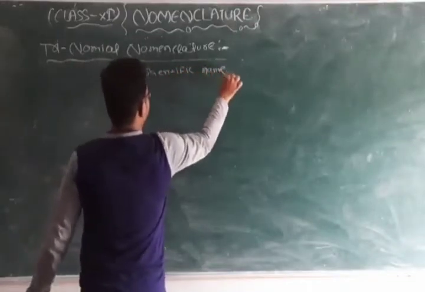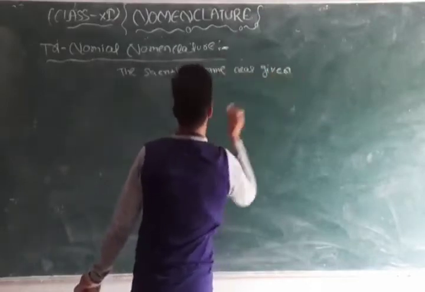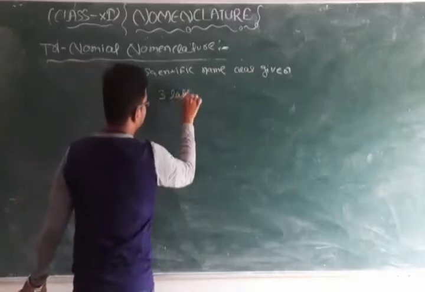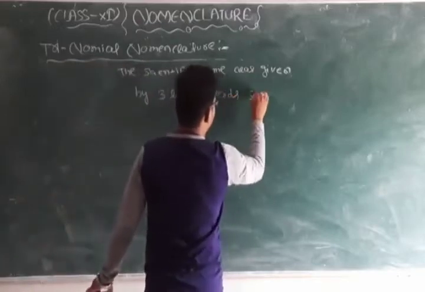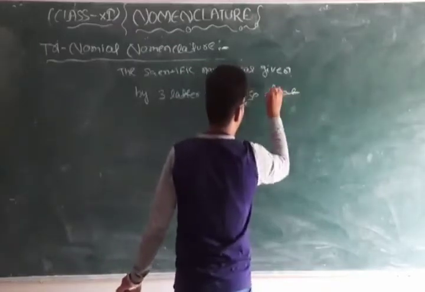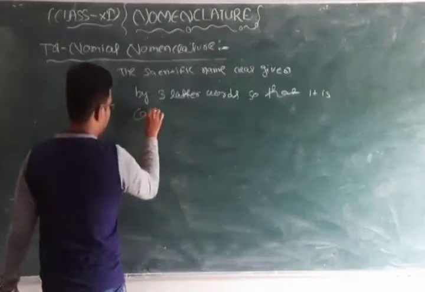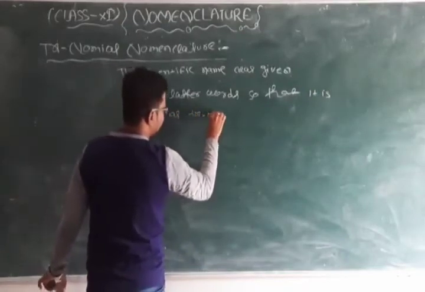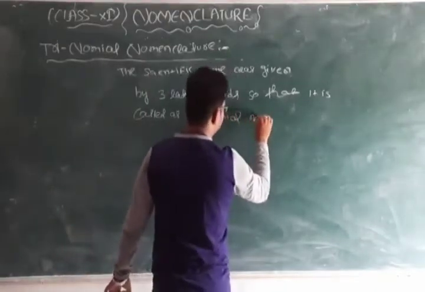What is the scientific name? The scientific name was given by a 3-letter word, so that it is called trinomial nomenclature.